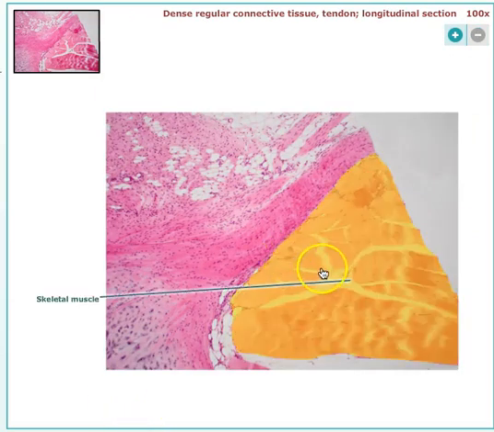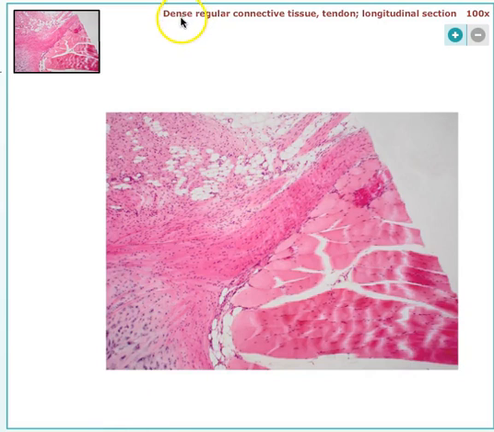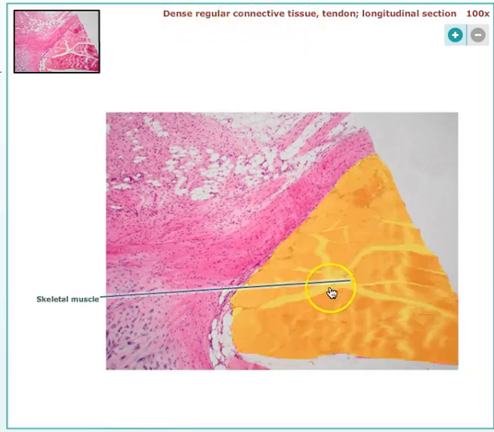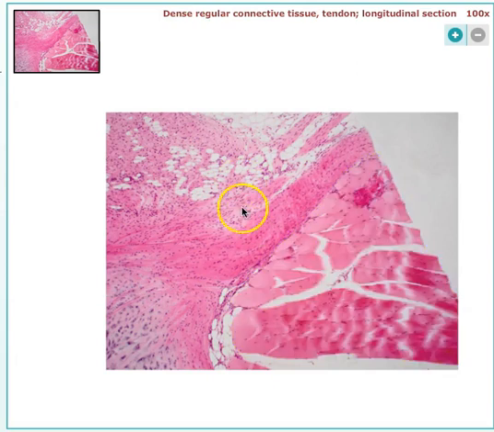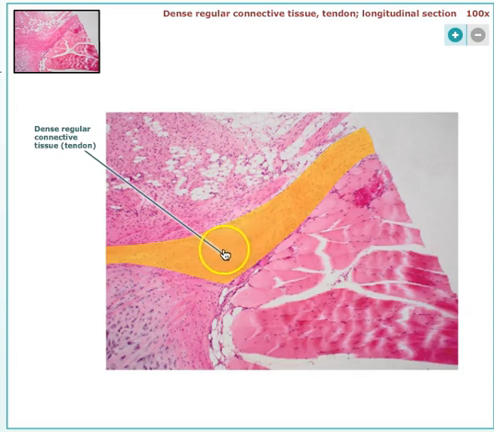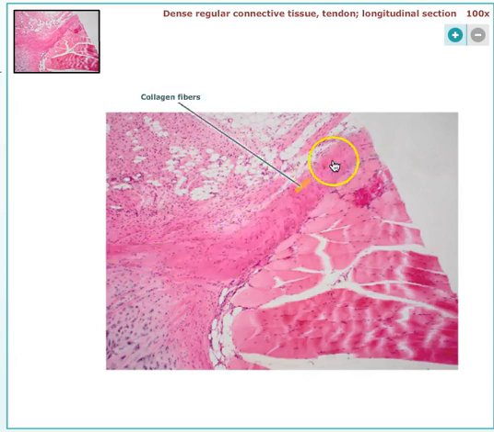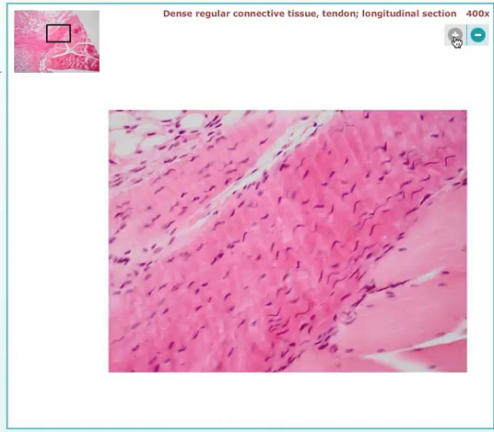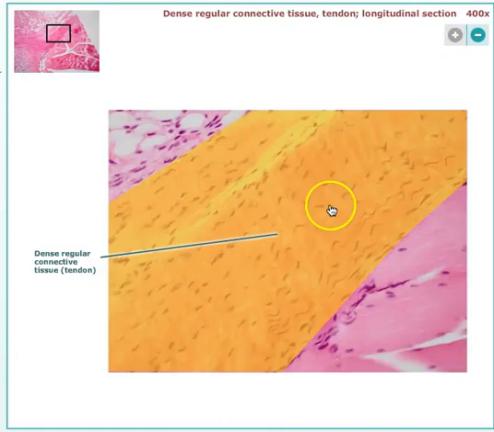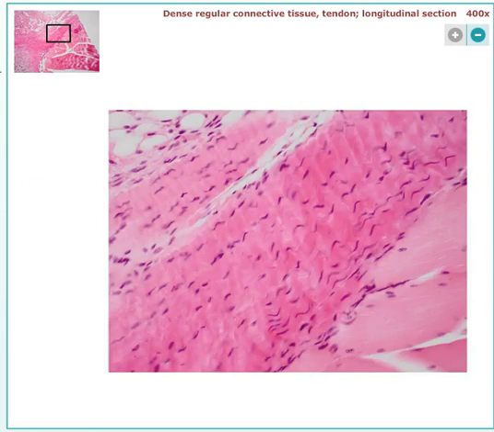And over here, we have dense regular connective tissue. And this over here is skeletal muscle, and then over here, this is the dense regular connective tissue. That's the tendon right there. So let's bump up that magnification so we can get a better look. Do you see how this has a very tight, wavy pattern? That very, very tight, wavy pattern?